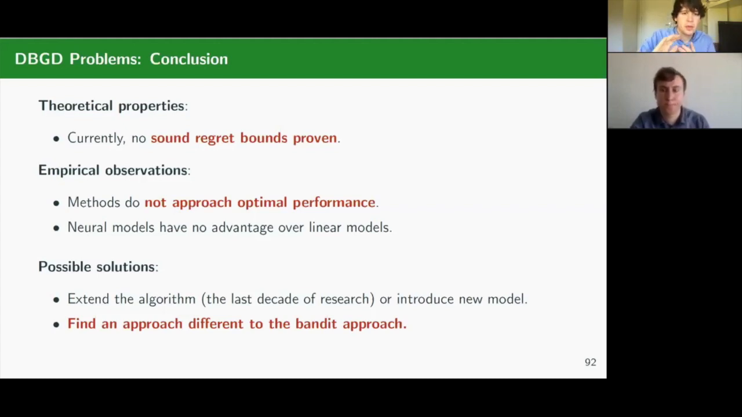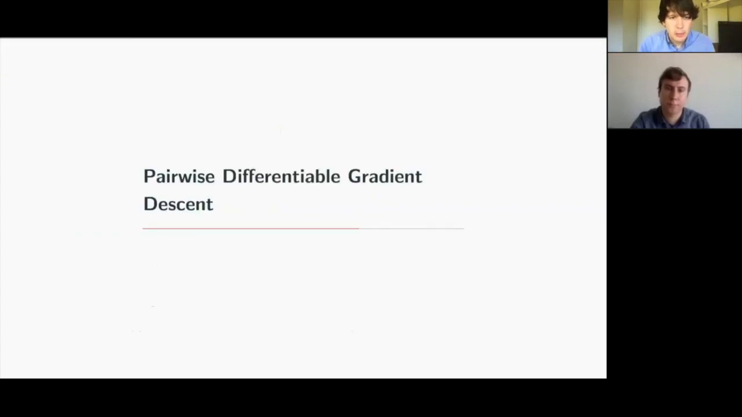So something we did 2 years ago is we thought we need to find a different approach, something that isn't this Bandit idea, and see how that works. Because so much effort has been spent on this dueling Bandit approach, it hasn't led to something we would use in practice. It's probably time to try something very different. What we came up with was pairwise differential gradient descent.